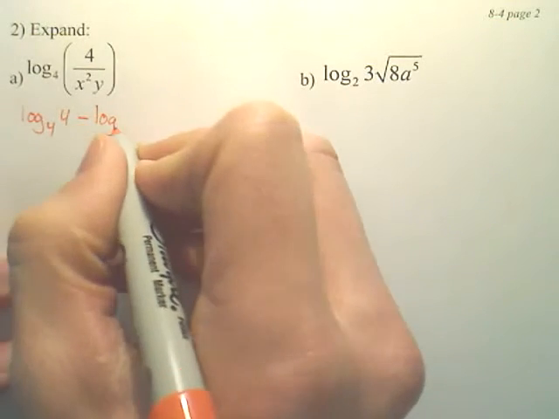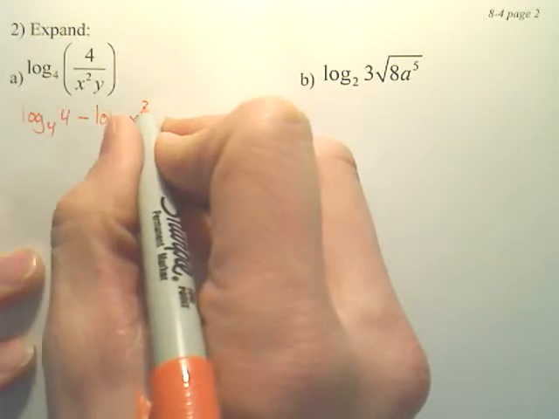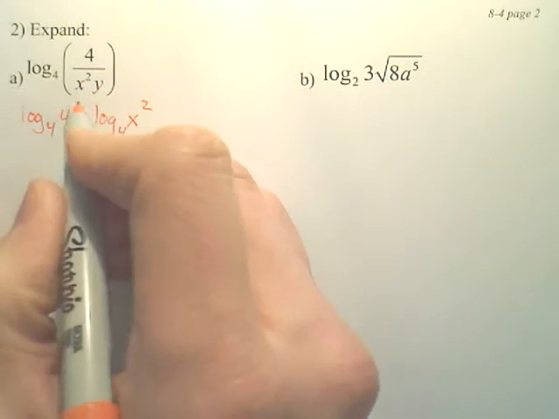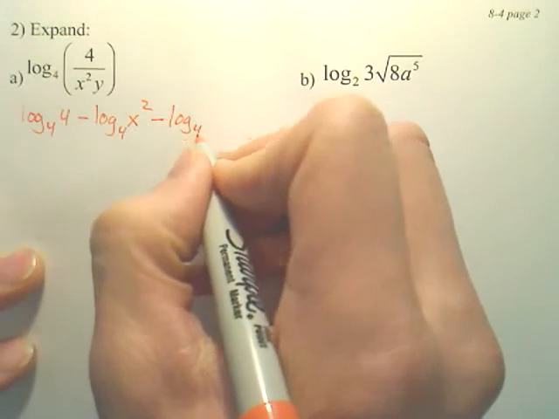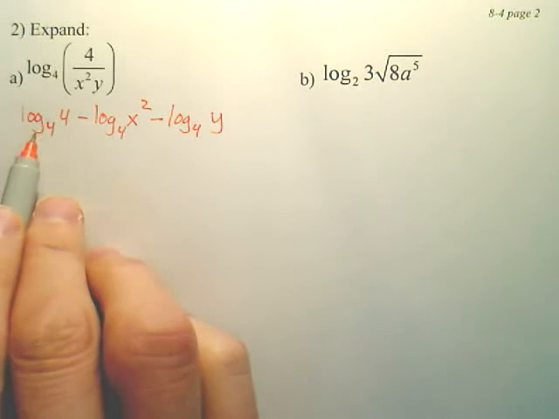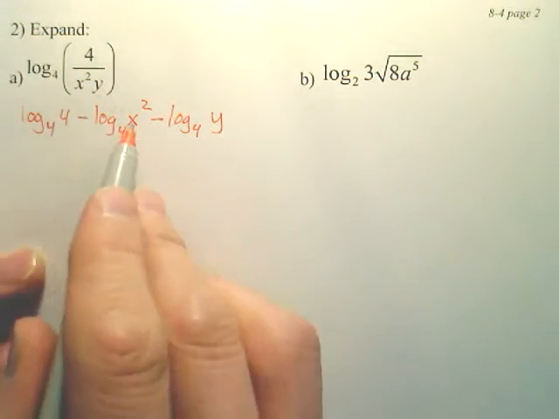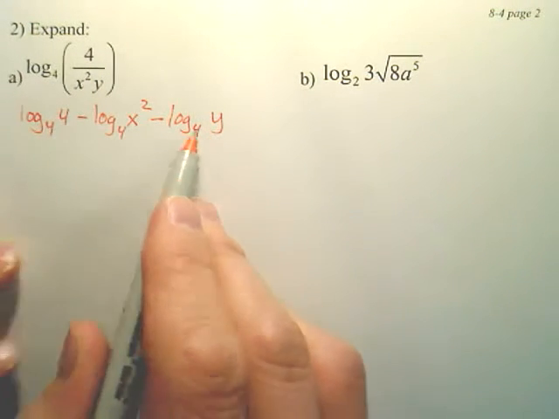And then you have log base 4, and the x squared, again, is on the bottom, so x squared. Now, the y is on the bottom, so we divided it. So this is going to be a minus log base 4 y. Now, look at this again. The 4 is on top. You divide it by x squared, so divides are minus. Divided by y, so y is a minus.